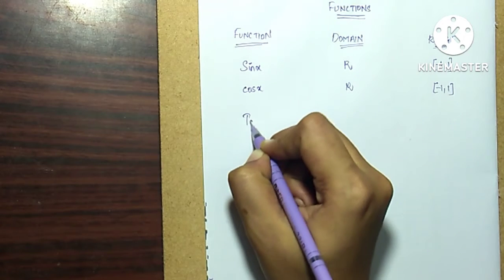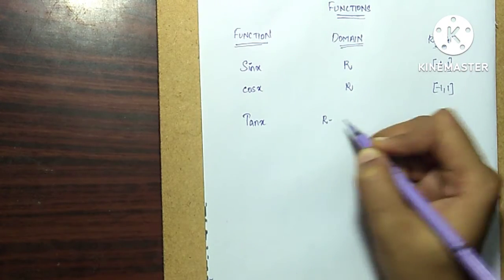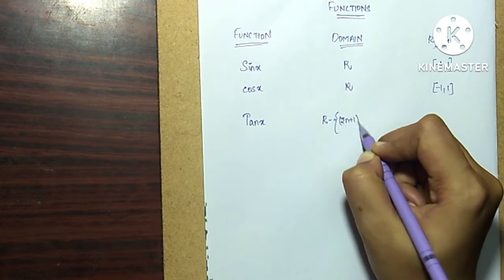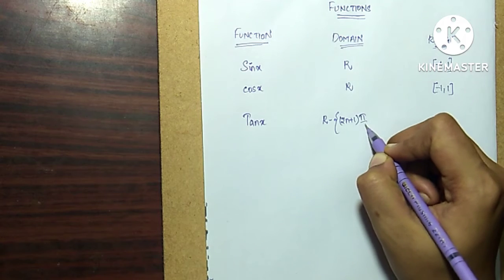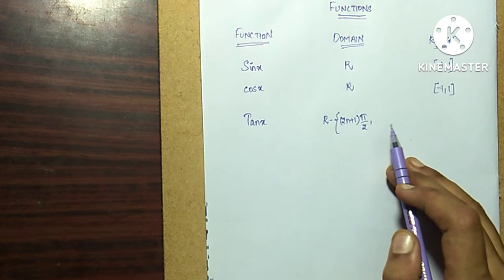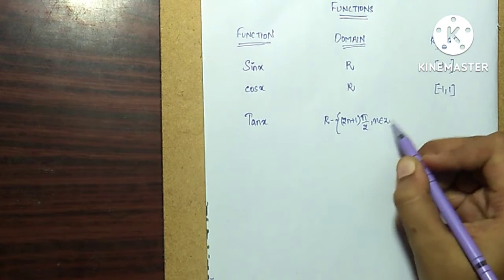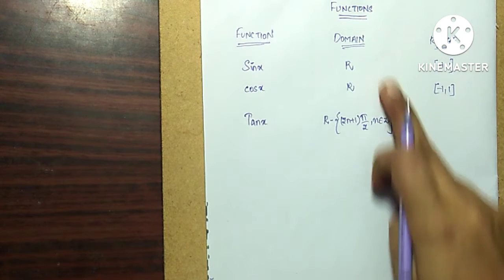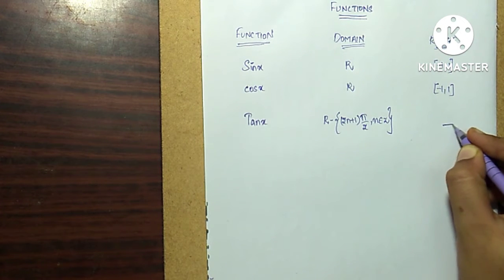Next, for tan x, the domain is R minus {(2n+1) π/2, n belongs to Z}. You have to remember this formula very well, because these are very important to solve problems in the functions chapter. N belongs to Z means integers, and this should be in the flower bracket. This is the domain of tan x. There is no range for tan x.